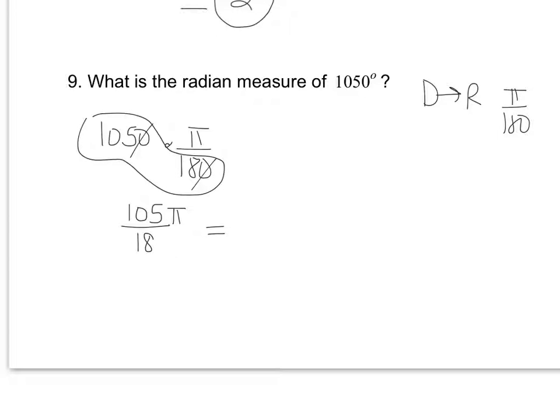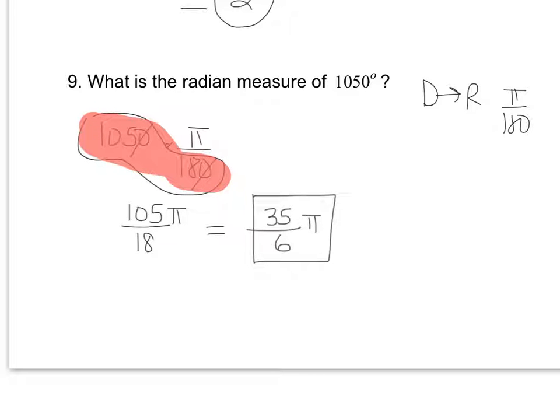And so now I'm going to think, is there anything that divides into 18 and 105? So you can reduce the fraction in your calculator, or I know 105 and 18 both divide by 3. So 105 divided by 3 would be 35. 18 divided by 3 would be 6, and a pi. So 35 over 6 pi. Now honestly, if you would have put this 1050 over 180 in the calculator, it would have reduced the fraction right away to give us this 35 over 6 and add the pi. But not too hard to reduce fractions.